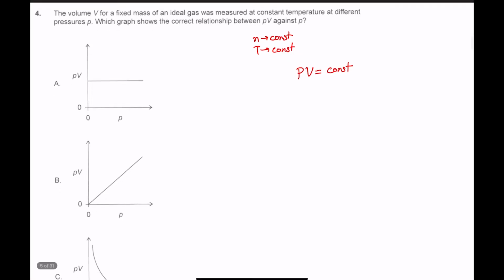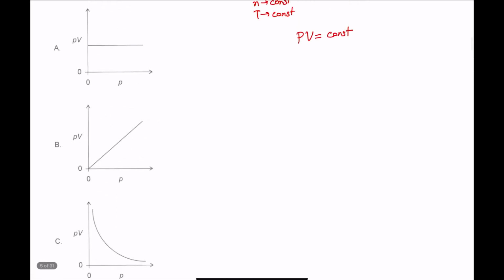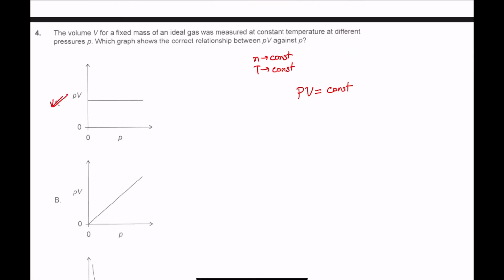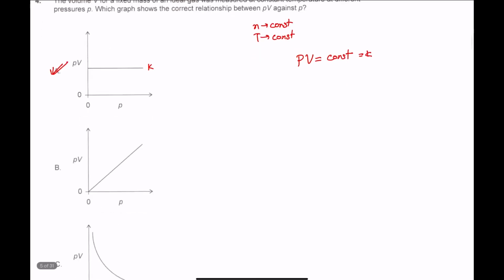So PV will be a constant. I can say option A is the correct answer, which will be equal to K. So for question 4, A is the correct answer.